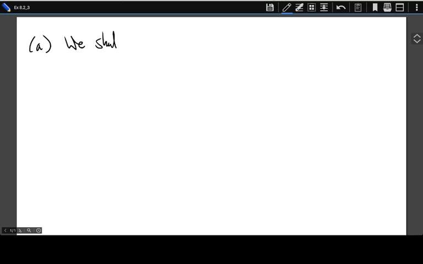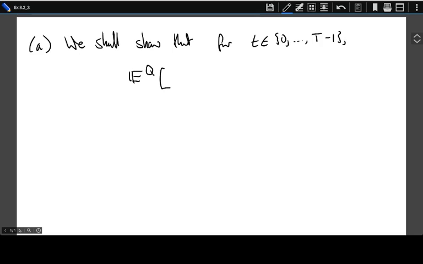For the first part of this question, we shall show that for t in 0 up to T minus 1, the expectation under Q of C, I shall write C for C^E, just because in this case it's going to save heavily on some notation.